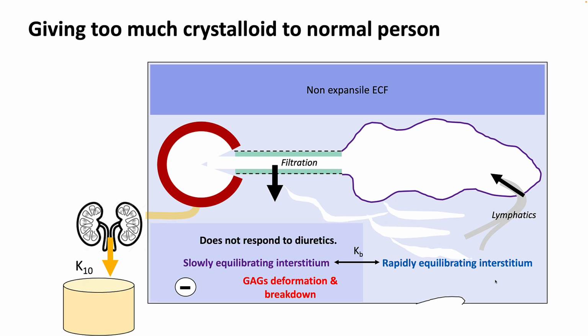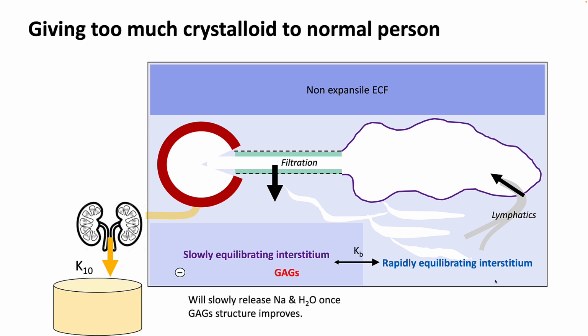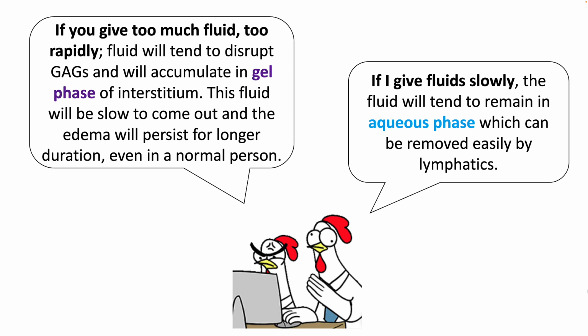Understand that the fluid that accumulates in this phase is very resistant to diuretics. However, as the time goes on, glycosaminoglycans are going to release water and salt as their structure improves, and this will be peed out in the urine. So if you give fluids slowly, the fluids will tend to remain in the aqueous phase, which will be removed by the lymphatics pretty easily. However, when you give fluids too rapidly and too fast, sometimes you can disrupt the glycosaminoglycans, and fluid can accumulate in this gel phase, which will be more persistent and will take longer to come out.